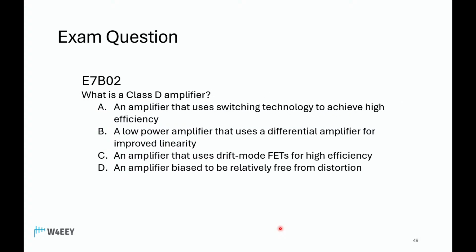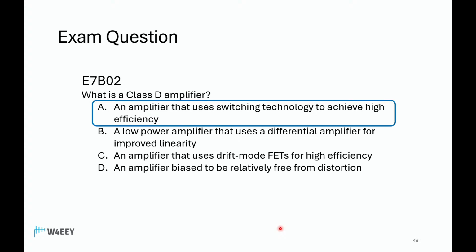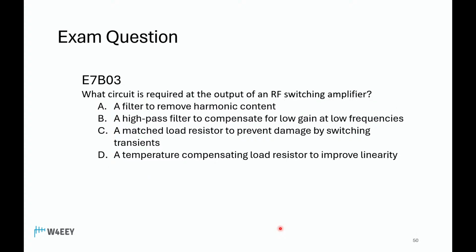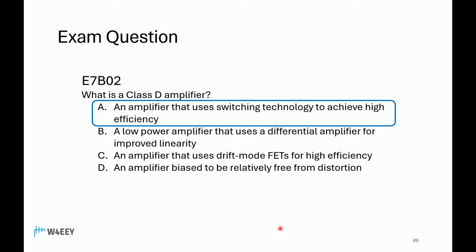What is a Class D amplifier? A, an amplifier that uses switching technology to achieve high efficiency. And in VOA, we used pulse width modulation amplifiers in our high-powered transmitters, some of them, simply because it was much more energy efficient to get modulation from these amplifiers than it was to use a big modulation transformer.